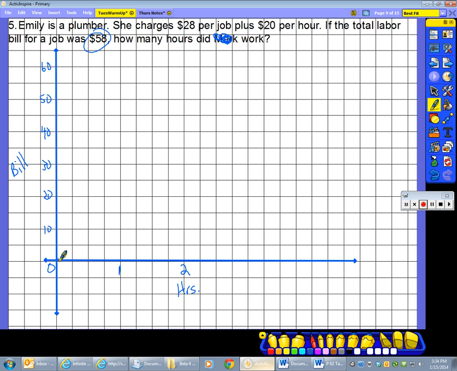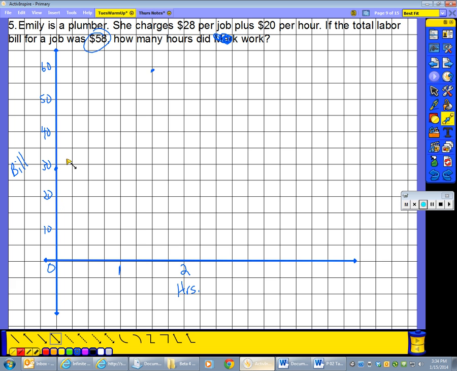So now at 0 hours, she's still going to charge $28 just to show up for the job. So at 0 hours worked, I'm going to go up to about 28. That's right below 30. I'm going to plot a point there. And then at 1.5 hours, whenever you work out number 5, you find out that at 1.5 hours, she's going to charge $58. So that would be roughly right here. And then I'm going to just connect my points.